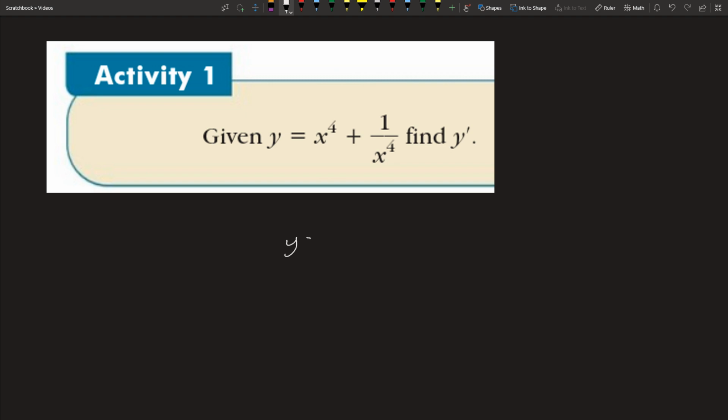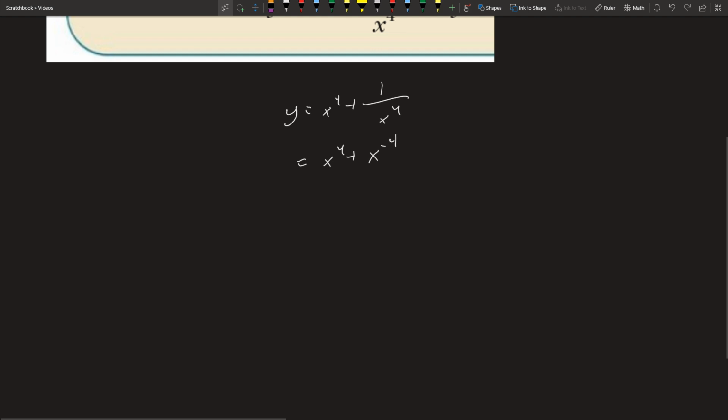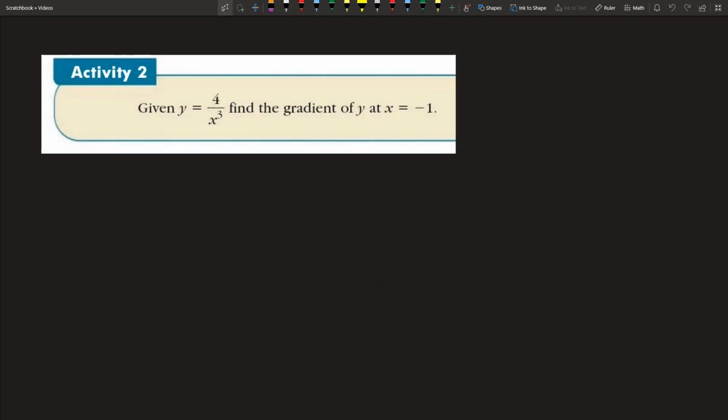We have y is equal to x to the 4 plus 1 over x to the 4. Rewriting this gives us y is equal to x to the 4 plus x to the negative 4. Now, this is still y, so y prime is equal to, take the derivative, which is 4x cubed minus 4x to the negative 5, right, is equal to 4x cubed minus 4 over x to the 5. Here's your derivative.